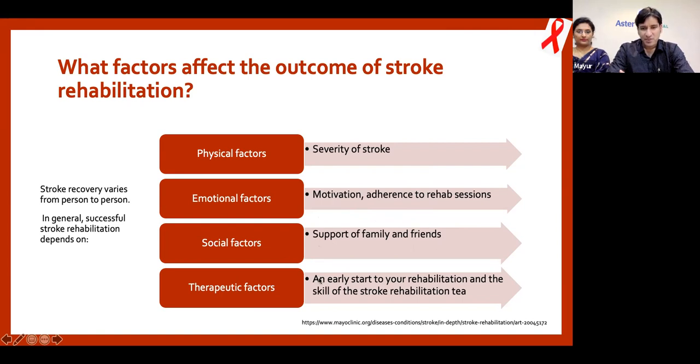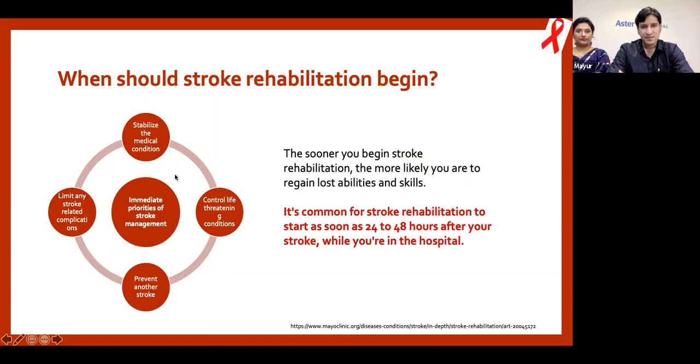And the therapeutic factor is most important. The earlier you start rehab, the earlier the recovery. That's the reason we enforce that we start therapy at the earliest. As early as within 24 hours of stroke onset, it's better to start the rehabilitation process. As I told, the earlier you start rehabilitation, the more briskly patients are likely to return to their baseline. It's recommended that, depending on the severity of stroke, rehabilitation is started as early as within 24 to 48 hours.